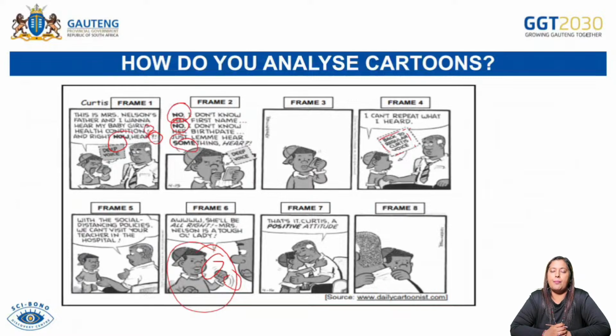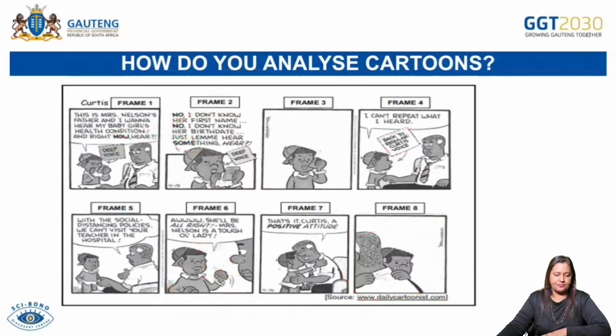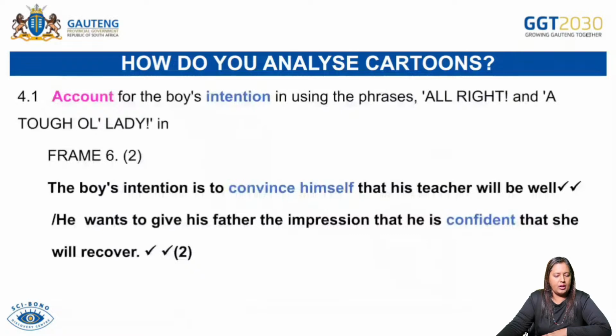That's it, Curtis, a positive attitude. And then the dad hugs him, obviously, and he's very happy with what his son is going through. But then in frame 8, notice that although Curtis is being showcased as being confident and happy with what he's heard, in actual fact, he is demoralized. He's demotivated by what he has heard on the phone about Mrs. Nelson. Right. So the question on 4.1 was, account for the boy's intention in using the phrases "all right" and "a tough old lady" in frame 6.